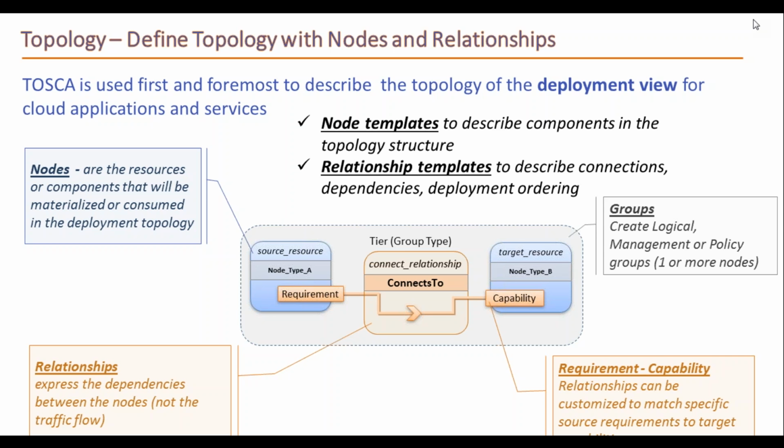And I threw in a group here too, so you can draw a logical circle around a group of nodes, so you can manage them together or apply policies to a group of nodes. So if these things are to be placed together, for example, you can group them and say, here's my placement policy for this group of nodes. So that's a basic concept for TOSCA. Next slide.